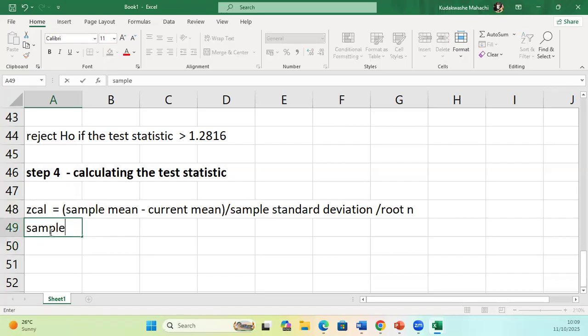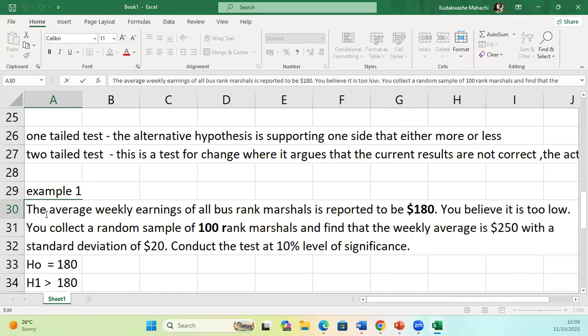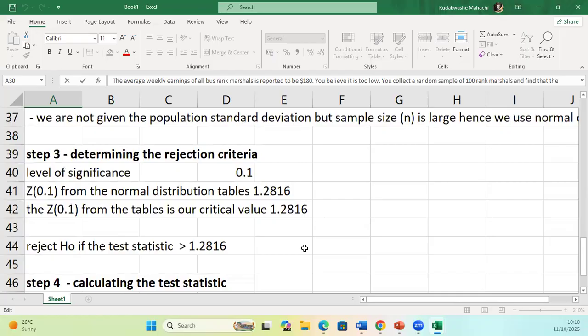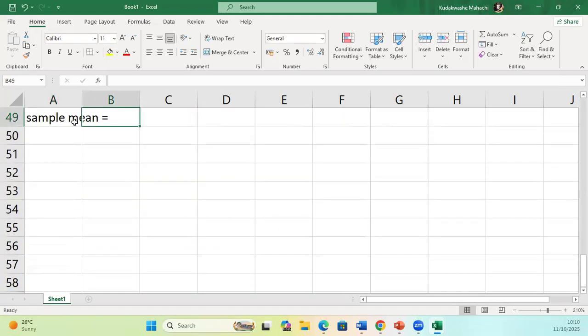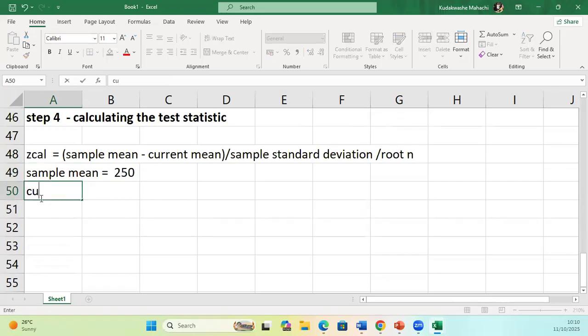The sample mean from the question: I doubt the mean is not 180, and they carried out an investigation from a sample. From the sample, the mean was 250. So currently the average is 180, but from the sample I got 250. So the sample mean is what you are getting from the sample, 250. The current mean, according to H naught, is 180.